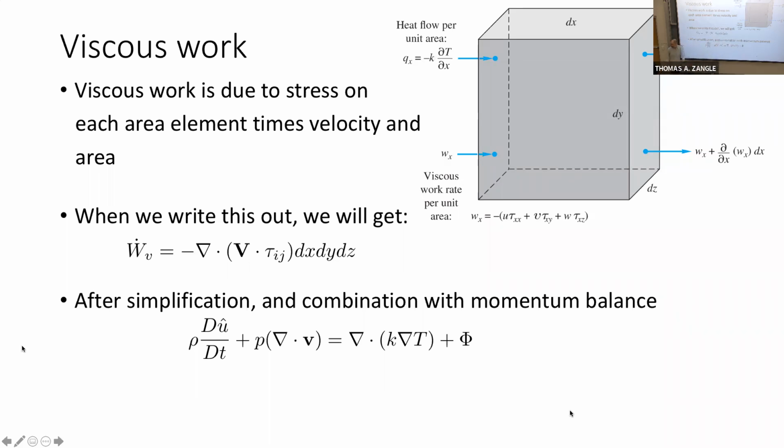And this is the general form of the energy balance that we're going to use. We'll look at some simplifications with this, but this is our general form. So we have rho times the total derivative of internal energy, U, in the fluid. Remember, this includes the partial derivative of internal energy with respect to time, plus that convective derivative.